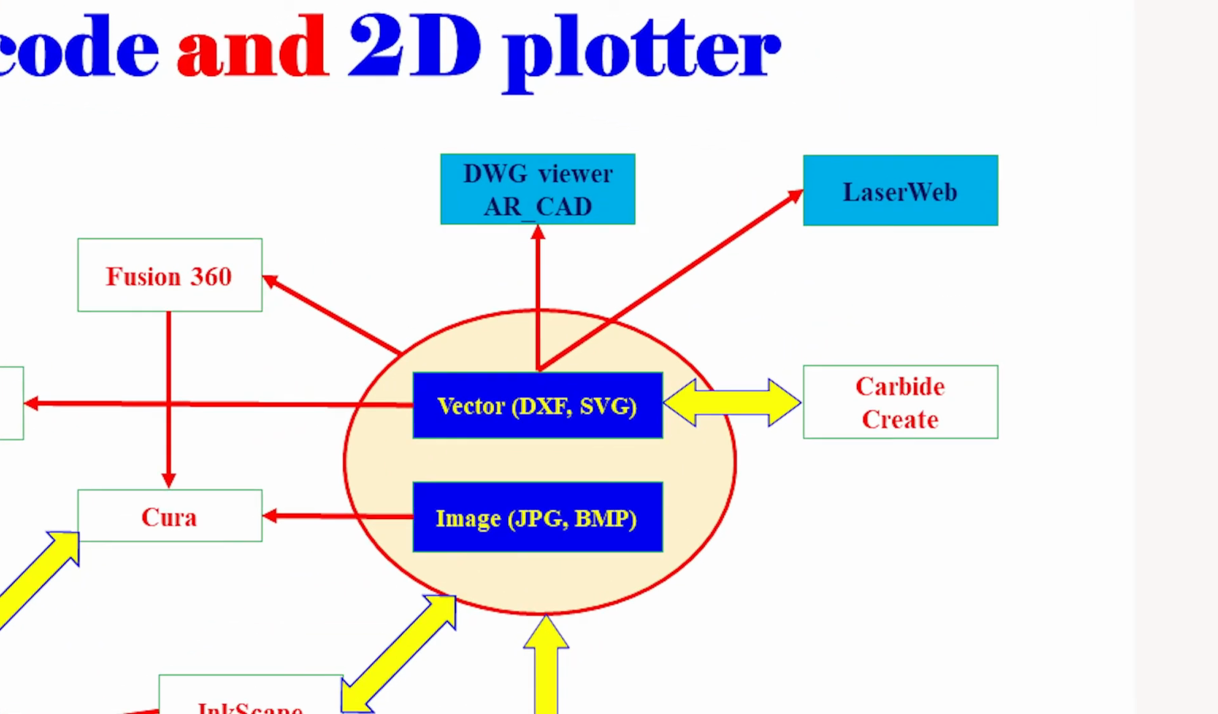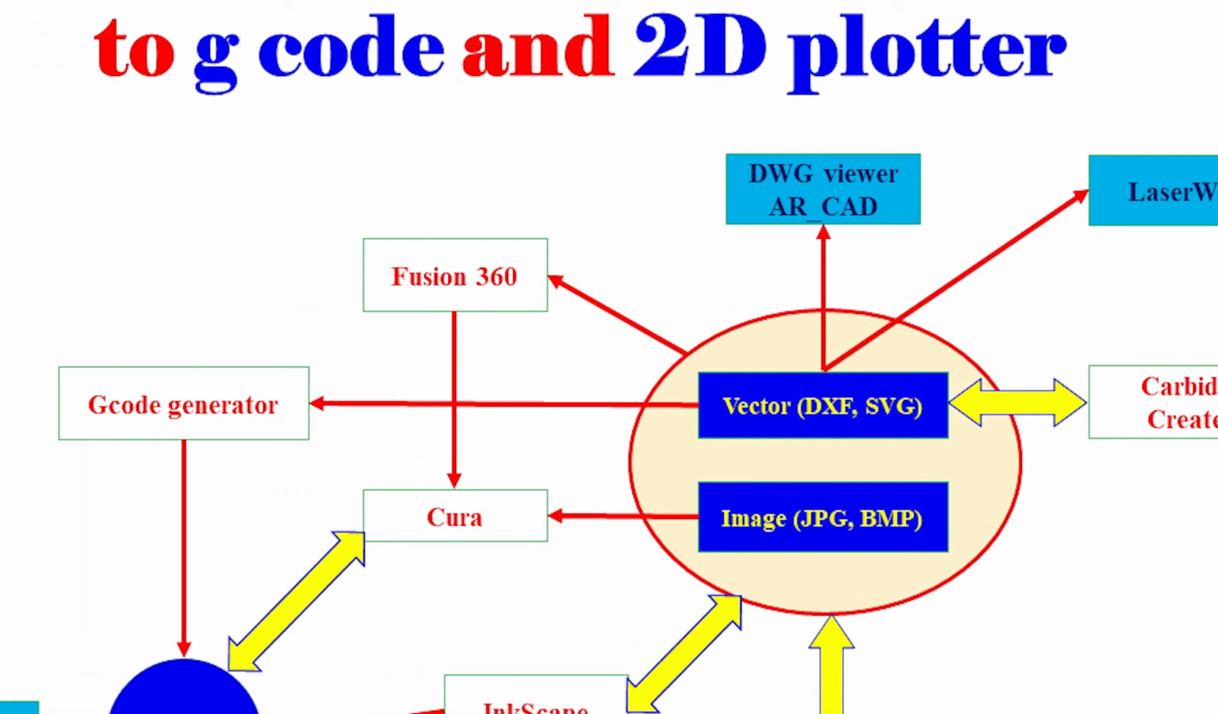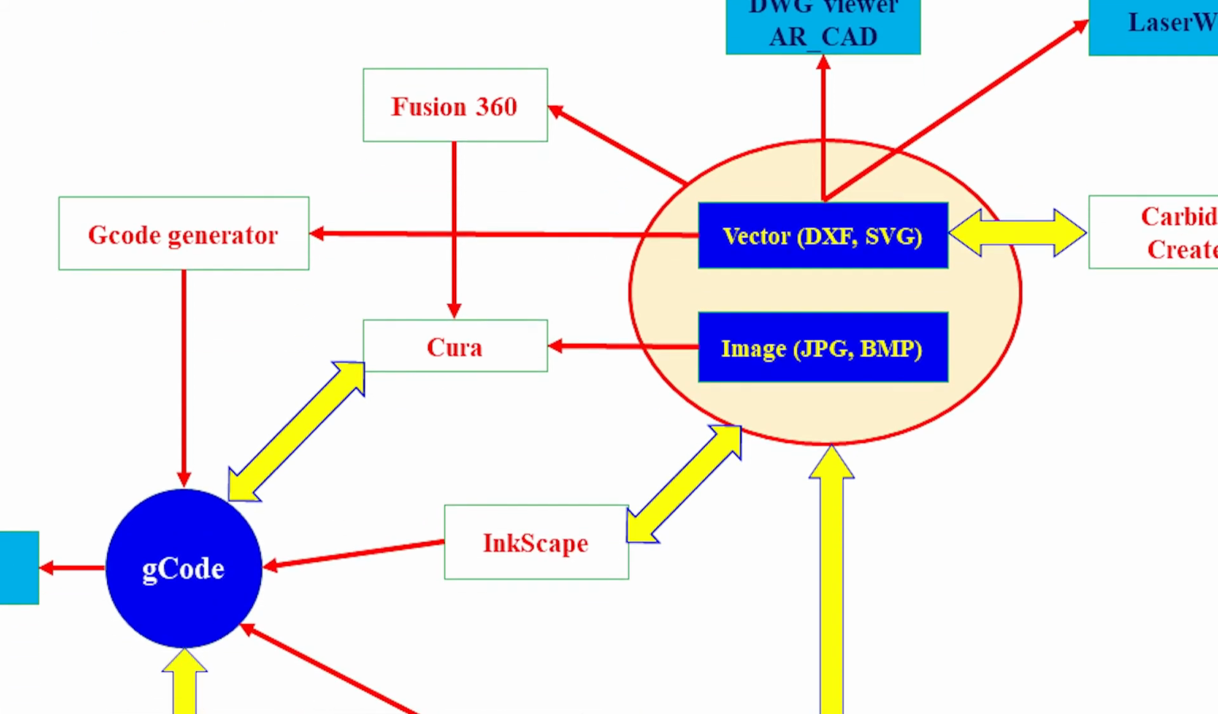When we have an original data file, vector-based DXF or SVG format, or a normal bitmap image file such as JPEG or BMP, etc., we can use DWG Viewer, Carbide Create, or even LaserWeb to check the DXF and SVG file format. I recommend Carbide Create because it can even modify the data. After that, if the DXF file is ready, you can use a G-code generator to generate the G-code file, or use Fusion 360 to make a 3D model, export as STL format, then use Cooler to generate a G-code file.